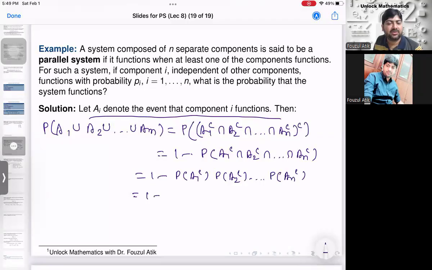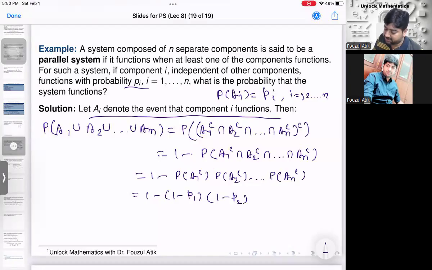Now what is the probability of A1 complement? Probability of A1 is small p1, right? Probability of Ai is equal to small pi. Here it is given for i equal to 1 to n. Therefore, P of A1 complement is 1 minus p1. Similarly, P of A2 complement is 1 minus p2, ..., 1 minus pn. This should be the answer, right? This is the probability that the system functions.